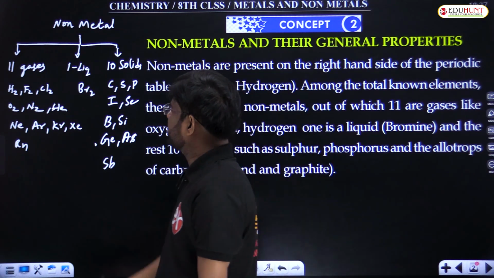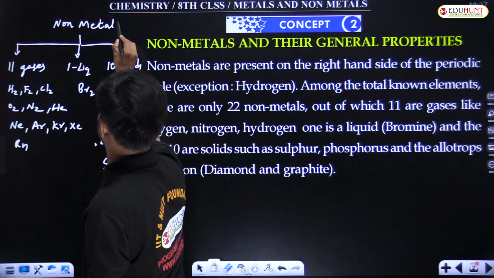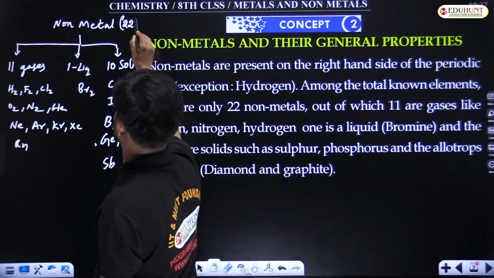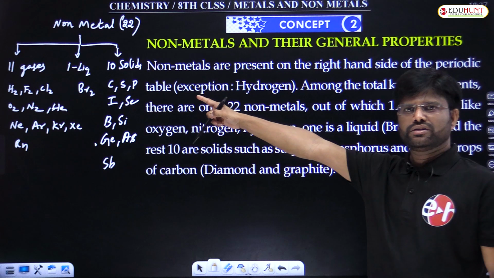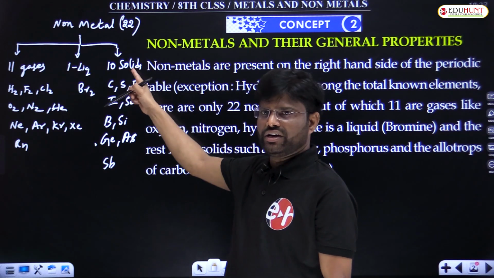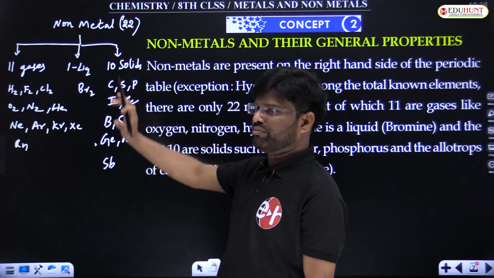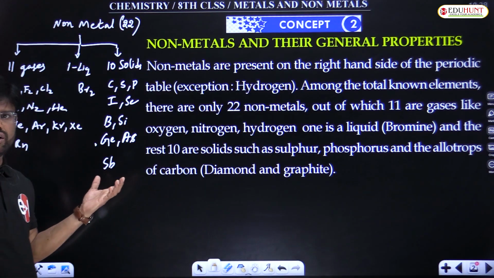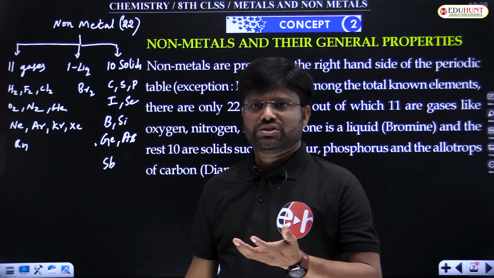So once again, what are those non-metals? A total of 22 non-metals are there: 11 are gaseous elements, 1 is liquid, and 10 are solids. These are the non-metals.